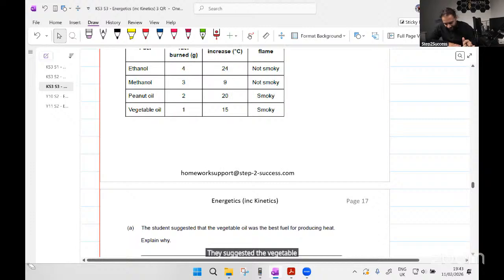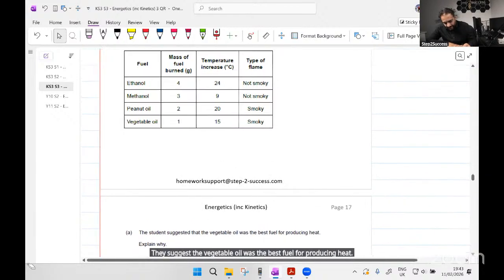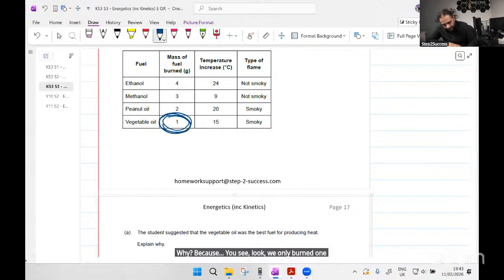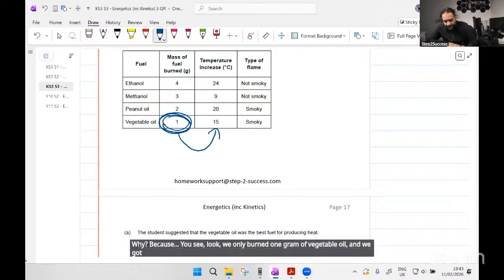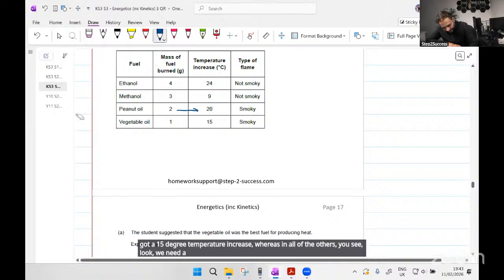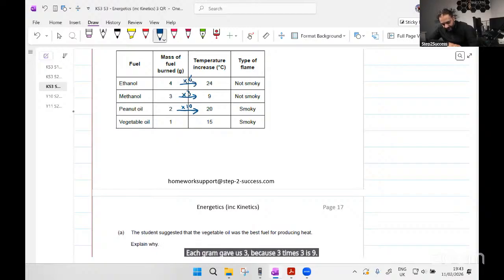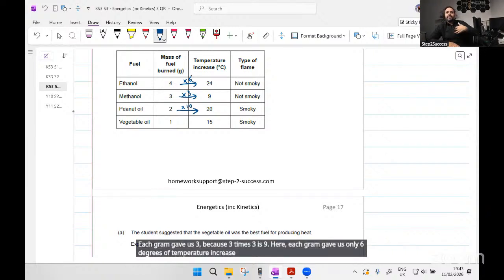They suggested the vegetable oil was the best fuel for producing heat. Why? Because you see, look, we only burned 1 gram of vegetable oil and we got a 15-degree temperature increase. Whereas in all of the others, look, we needed 2 grams to get 20 here. So in other words, we times by 10 here. So each gram gave us 10 degrees of increase. Here, each gram gave us 3 because 3 times 3 is 9. Here, each gram gave us only 6 degrees of temperature increase. If you're trying to produce heat, you want to produce a lot of heat with a small amount of substance. Here, with 1 gram, we get an increase of 15.